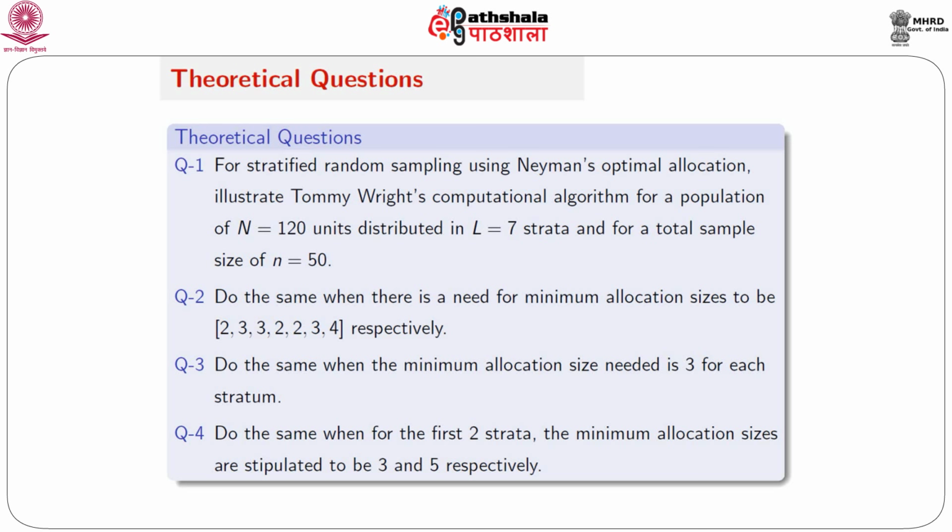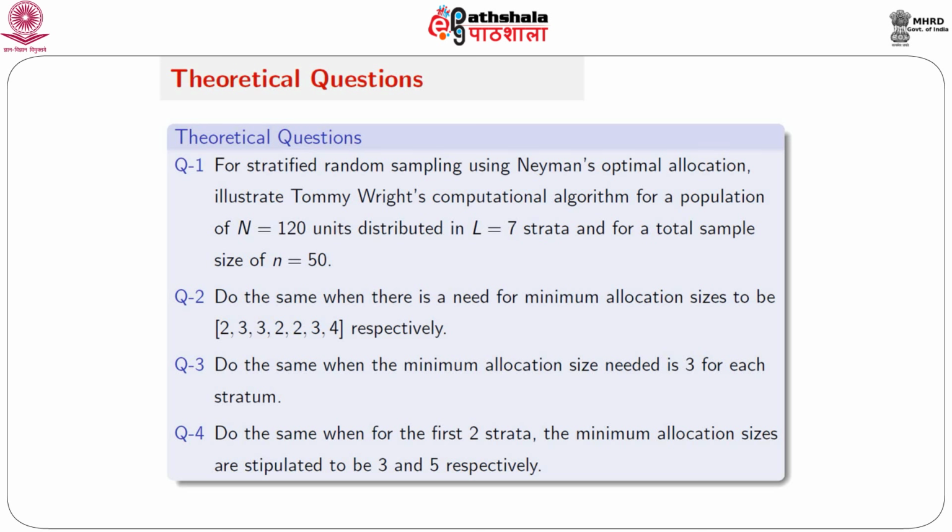What is the next question? Question 3. Do the same when the minimum allocation size needed is 3 for each stratum. Okay, so this time it says 3 for each stratum, 3 times 7, 21 gone, remaining 29 we have to figure out by making the top selection from the table. But every time we go all over, once these numbers have been fixed, then we have to go all over for the selection of the remaining items. When we select 3 for each stratum, we don't care about the numbers whether they are big or small. Anyway, they have to be included. Okay, what is the next one?